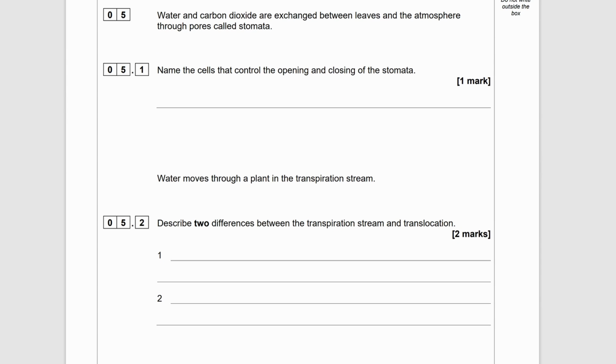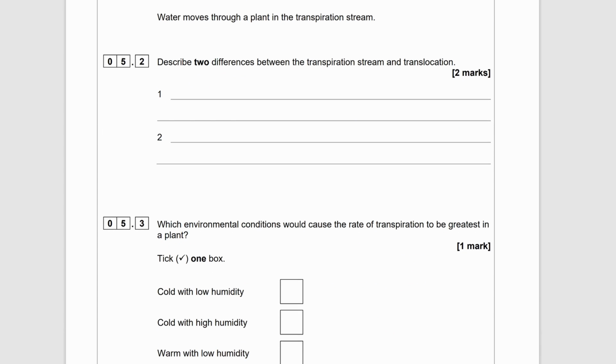Question 5. Water and carbon dioxide are exchanged between leaves and the atmosphere through pores called stomata. Name the cells that control the opening and closing of the stomata. These are the guard cells. Water moves through a plant in the transpiration stream. 5.2. Describe two differences between the transpiration stream and translocation.